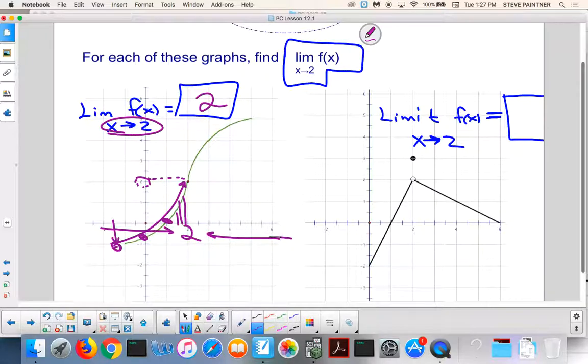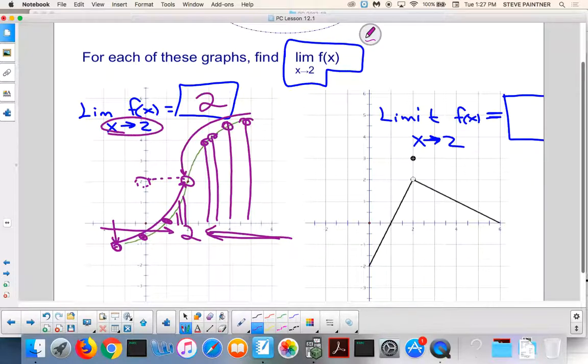But for that to happen on the right side, you have to also be approaching 2. Look at all these points. Here, here, here, here. You're going this direction towards that number 2. Is it still 2? Yeah, it still looks like it's approaching 2. 2 is it. Okay, next.